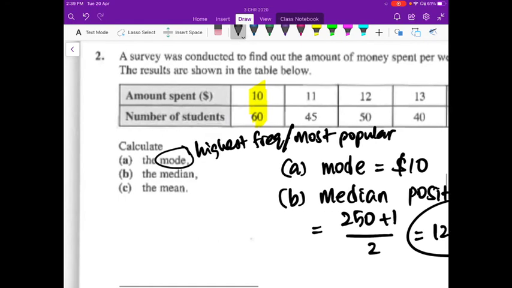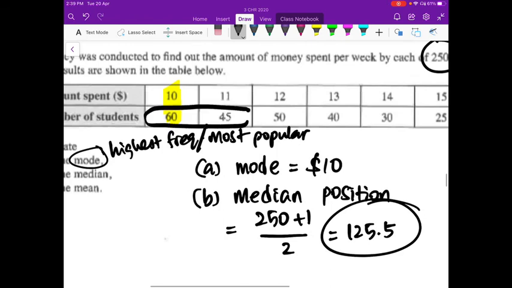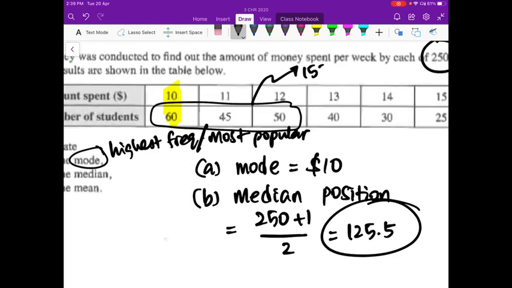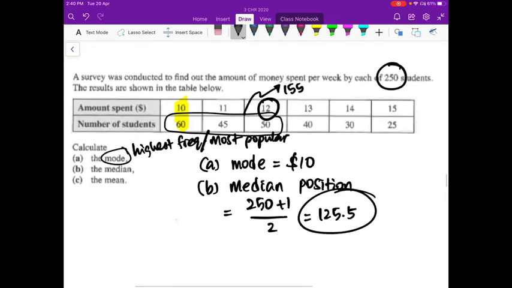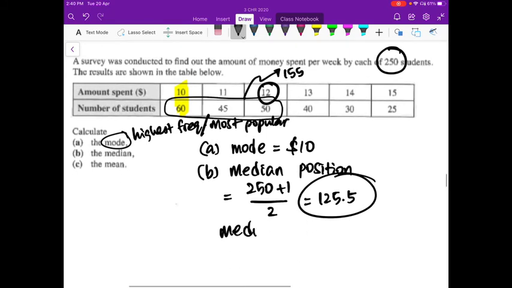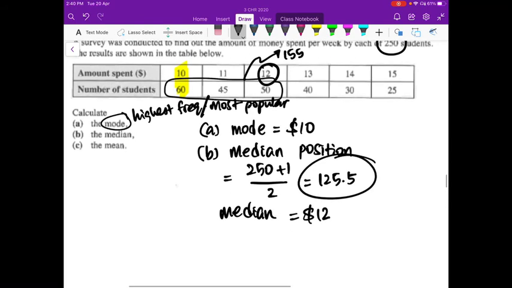So where is number 125.5? This is 105. Over here, total 155. So our number 125 is found over here, $12. So before the $12, for the $10 and the $11, you only have a total of 105. But that's not 125. So the median is $12.